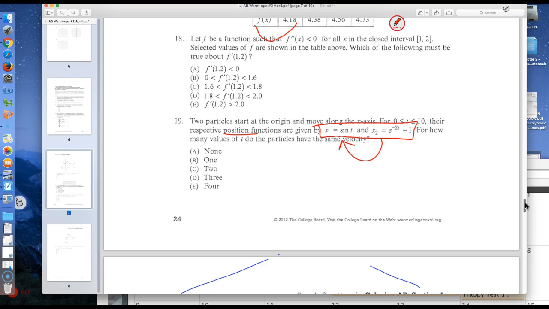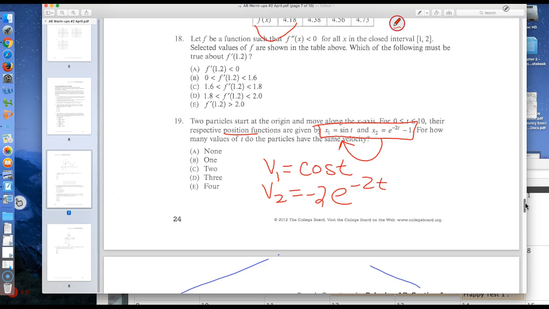So again, what calc operation takes you from position to velocity? Is that a limit, a derivative, or an integral? That's a derivative. So I want to know when the velocities are the same, so I'm going to set this equal to v. There's two ways to do this, by the way. I'll do it the way most people would attack it. Take the derivative of the first particle, I'll call it v1. Take the derivative of the second particle, e to the u, du.